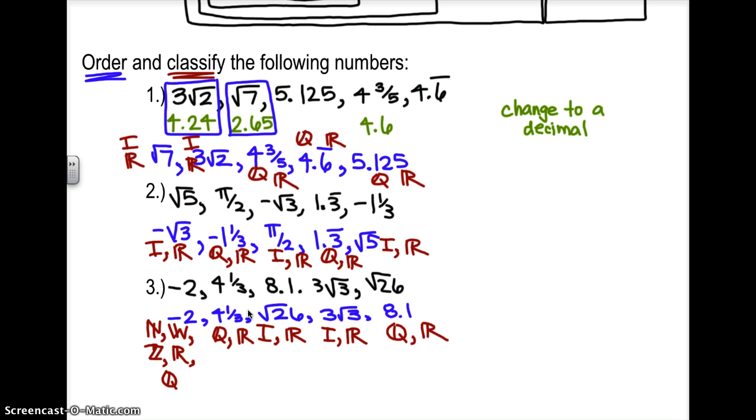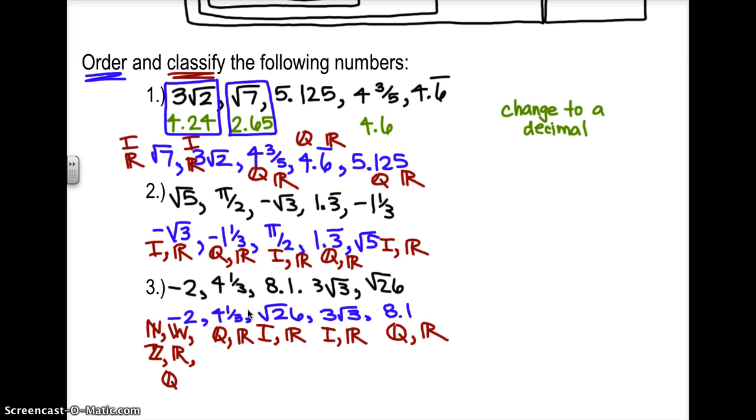Negative square root of 3, negative 1 1/3, pi over 2, 1.3 repeating, and the square root of 5. And they're all part of the real numbers, but negative square root of 3, pi over 2, and the square root of 5 are all irrational. Anytime you see pi, it will be irrational. And the last one: negative 2, 4 1/3, square root of 26, 3 times the square root of 3, and 8.1.